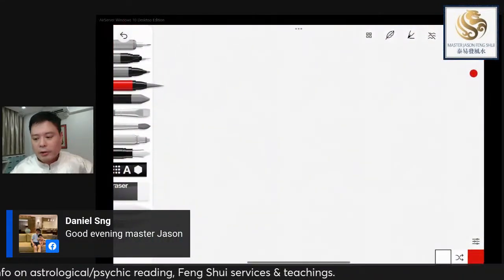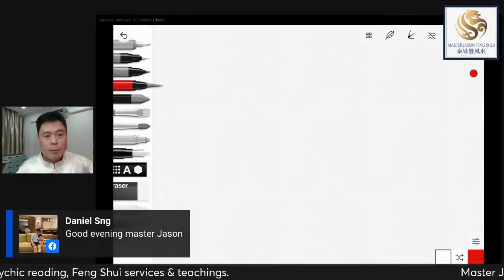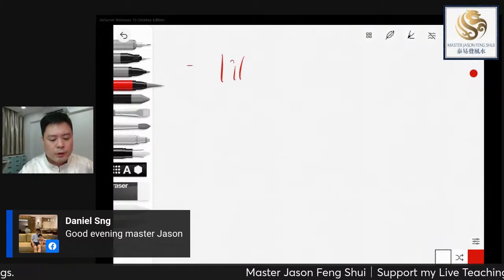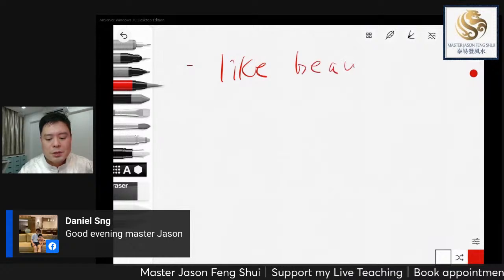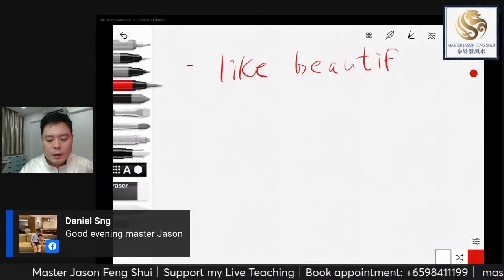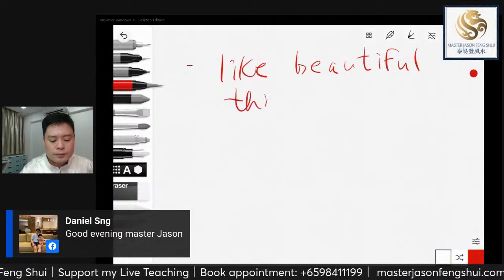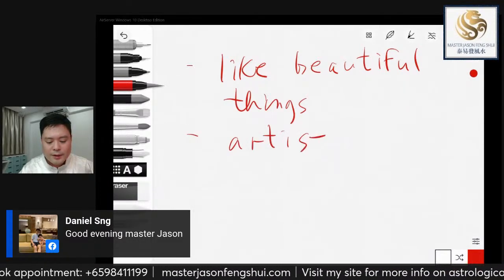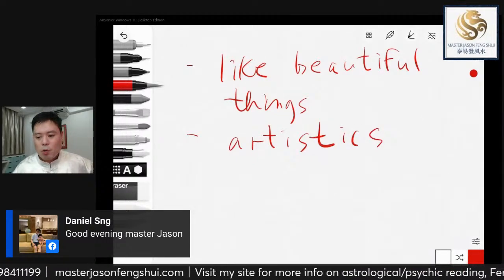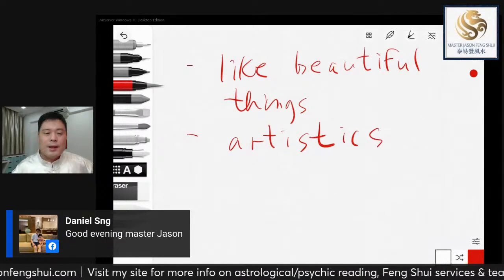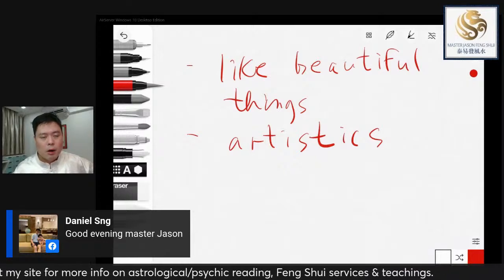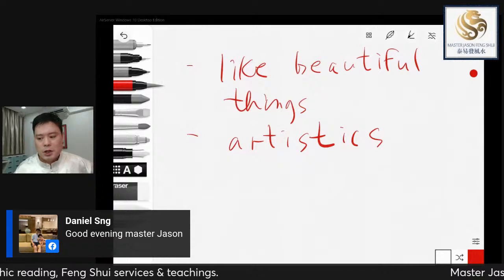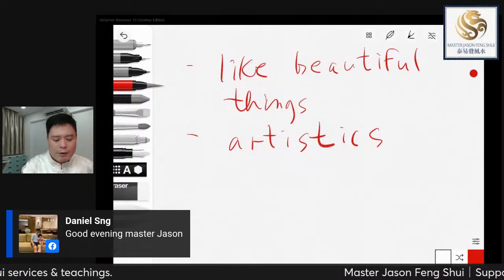Subsequently, other characteristics related to water formation. People born with water formation like beauty, or anything that is beautiful. Of course, they can also be artistic. These are the characteristics of people who have the water formation. Another characteristic is that they are very changeable.